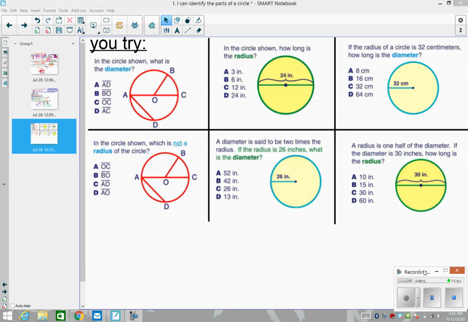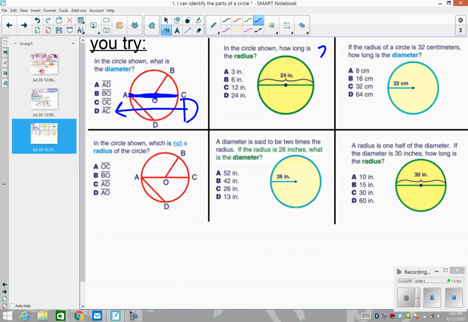First one, in the circle, what is the diameter? So the diameter is the line that goes from side to side passing through the center. Should be this line right here. That's the only line that goes through the center and all the way across. You should have said D. The line AC is the only line that does it. Grade it.